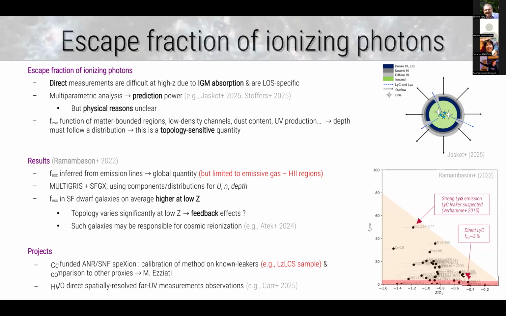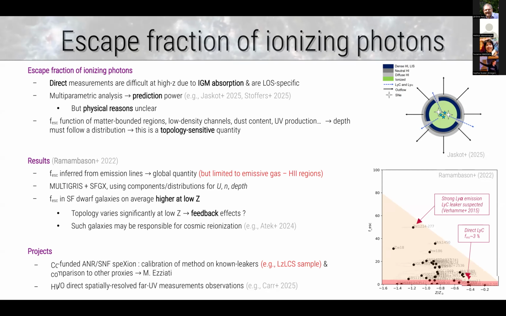Anyway, the result is that the escape fraction in star-forming dwarf galaxies on average is higher in low metallicity objects, and pretty low at solar metallicity also. There is a wide dispersion here, which we think is related to a feedback effect. So it's not just a metallicity effect.